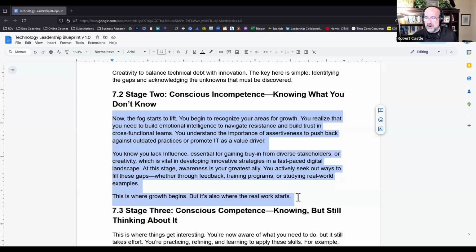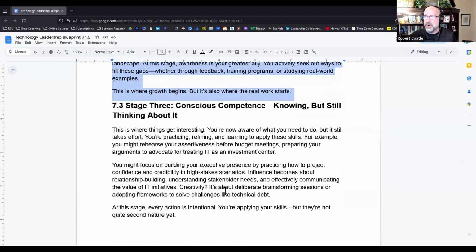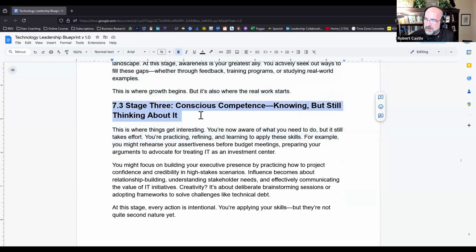At this stage, awareness is your greatest ally. You actively seek out ways to fill these gaps, whether it's through feedback or training programs or studying real-world examples. This is where growth begins, but it's also where the real work starts. In stage 3, conscious competence, you're knowing, but you still have to think about it.